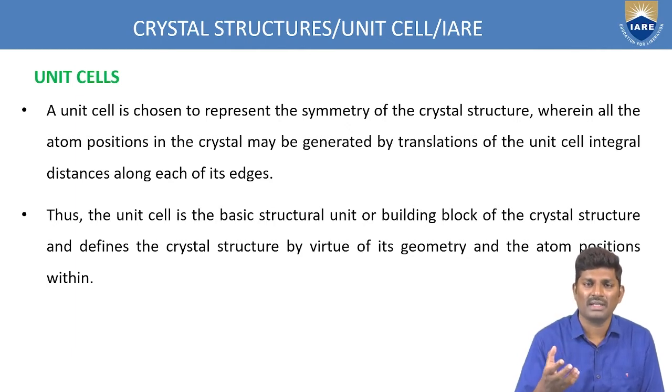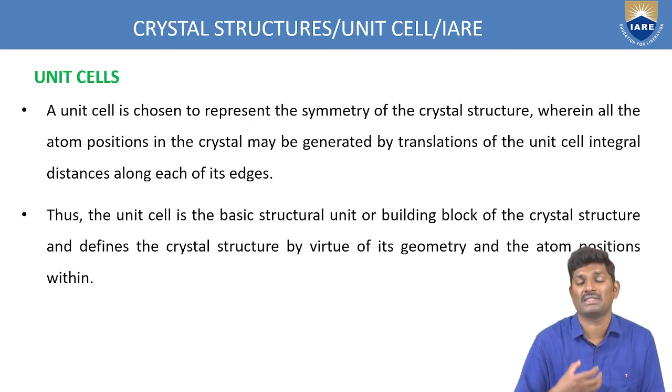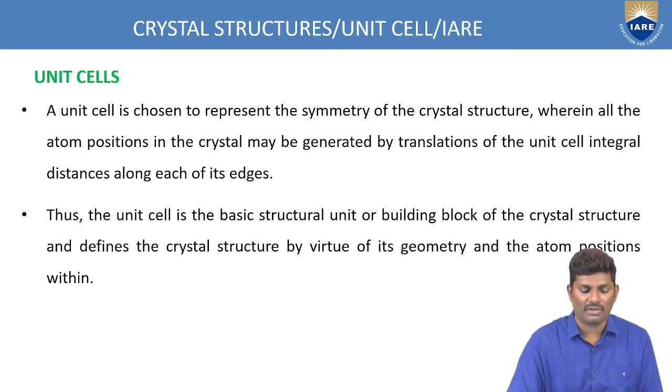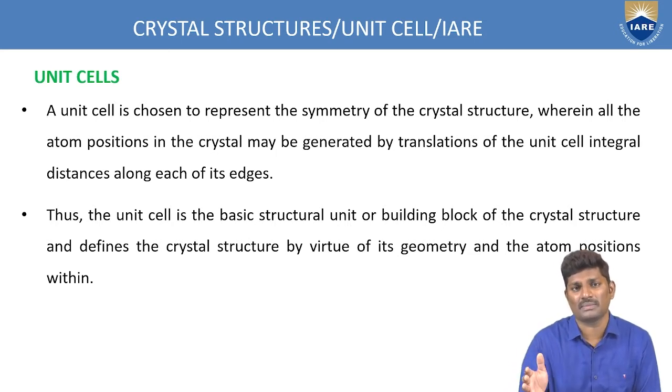If it is not symmetric, then it comes under another category. If it is symmetric, it comes under the symmetry category. Like that, the unit cell helps us find out whether it is symmetric or unsymmetric in nature. All the atom positions in a crystal may be generated by translation of the unit cell by integral distances along each edge. So what is happening? We consider one unit cell from the aggregate and calculate the values of that one unit cell. Then if you integrate all the unit cells, you can get the complete value of that body.